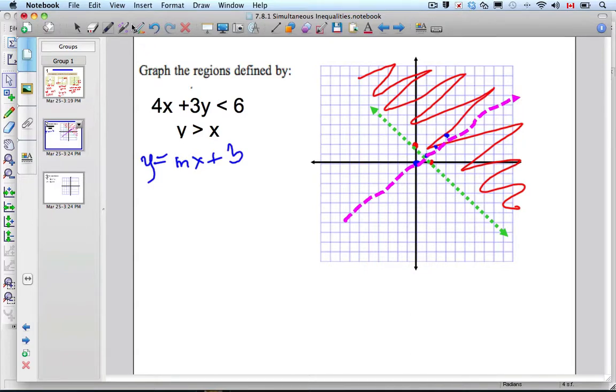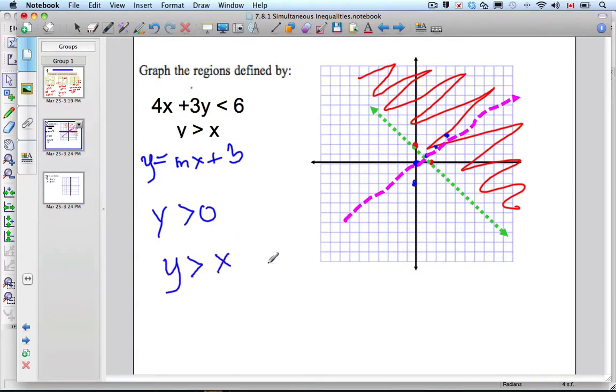All right, so now we've got to decide on what region we're going to use. So let's test a point. We can't use 0, 0 this time because that's actually on the dotted line. So let's test one. Let's pick one that I know for sure, like 0, -2. So we'll test this point here, 0, -2.